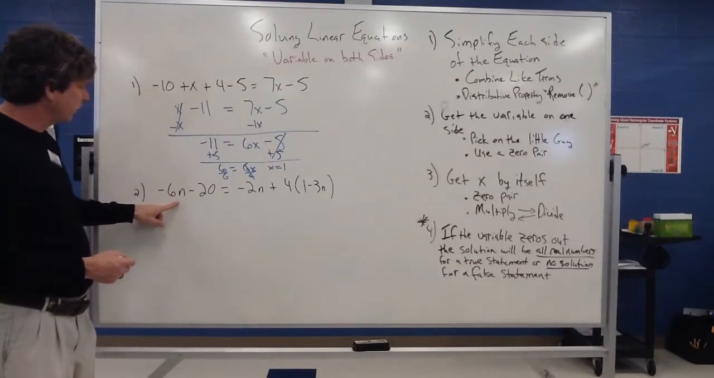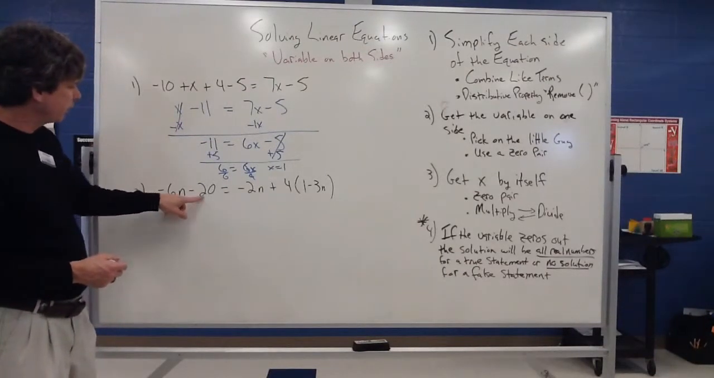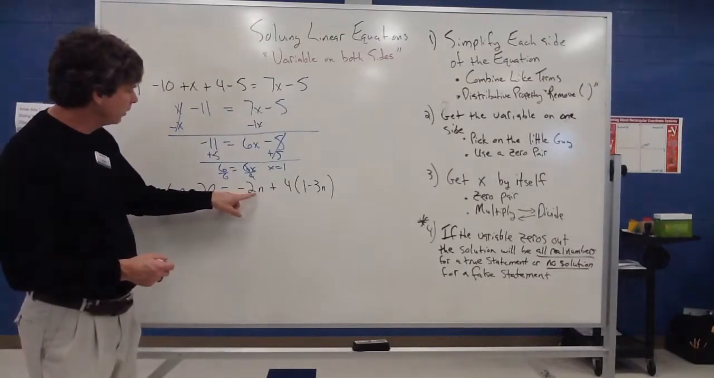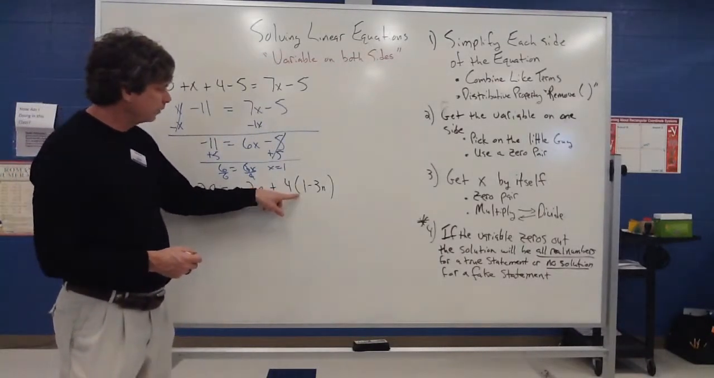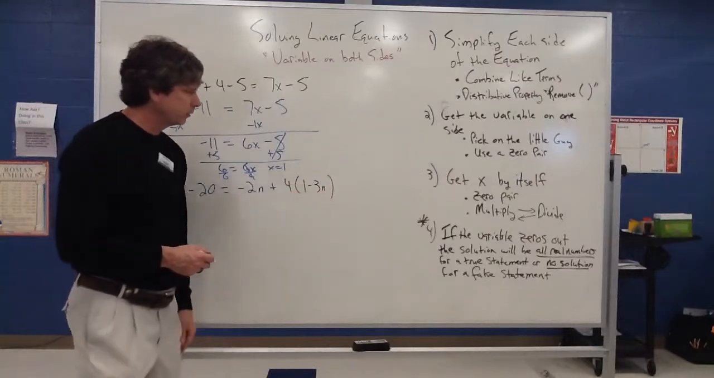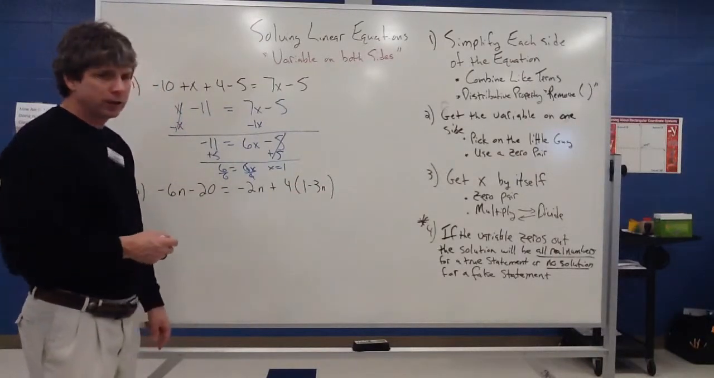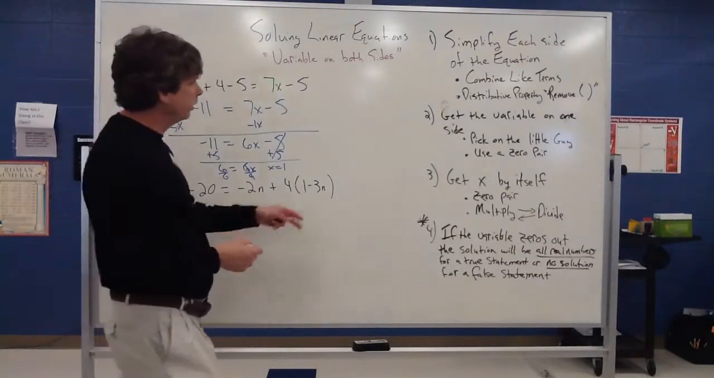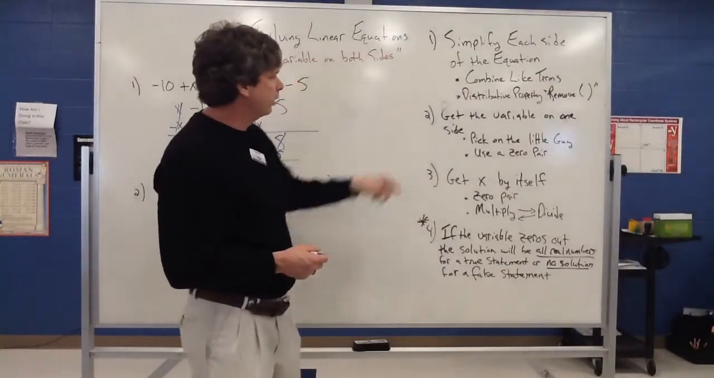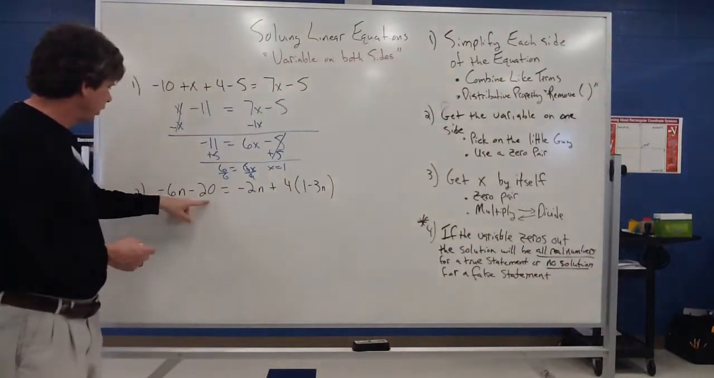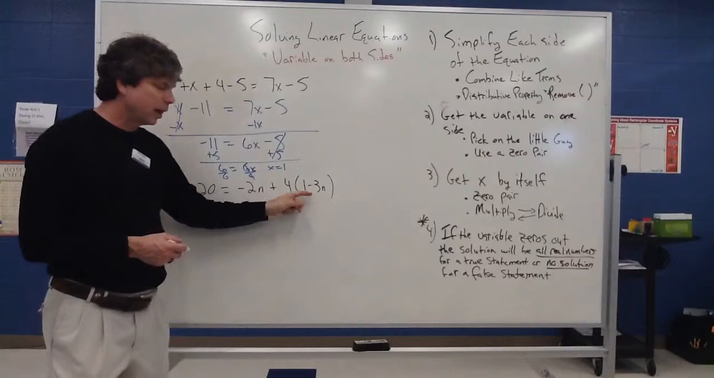Let's look at this next example. I have negative 6n minus 20 equals negative 2 times n plus 4 times the quantity 1 minus 3n. A lot to say there. But again, let's see if we can follow these steps here. Combine like terms. I really can't do anything over here, but this over here looks kind of busy.